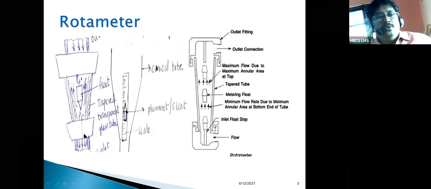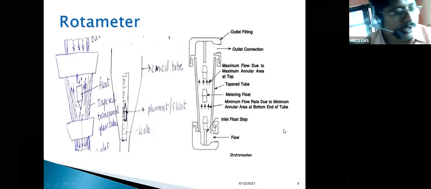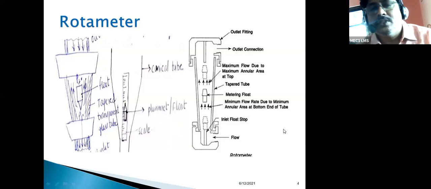Then in this we will discuss the rotameter. Today we will discuss the rotameter. That is the introduction to flow measurement. This meter will take only 5 minutes. Flow meter.